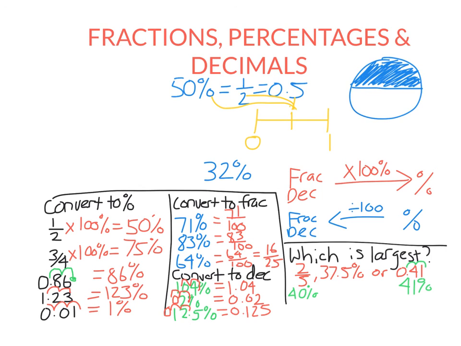So now they're easy to compare: 40%, 37.5%, and 41%. Clearly, this is the largest. 41 hundredths, 41 over 100 is more than 40 over 100. If you get 41% in a test, you clearly do better than if you get 40%. So this is the largest, this is the second largest, and this is the third largest.